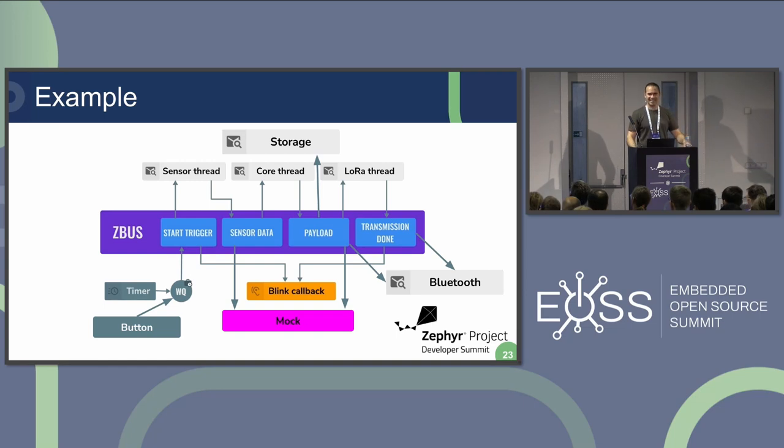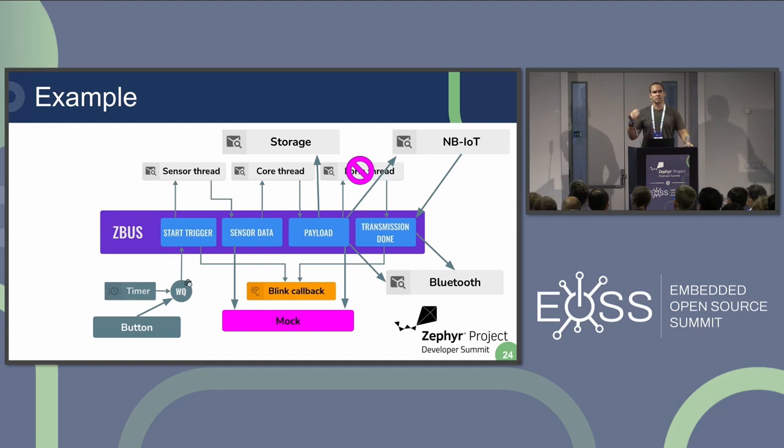Yeah. Okay. And for instance, I don't have LoRaWAN coverage. I would like to use NB-IoT. Just remove the code and add another one. Okay. If you do that using a kind of interface, it's good, right?